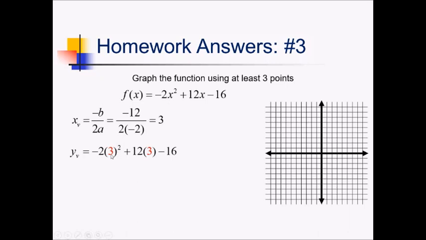This is going to be 3 squared is 9 times negative 2 is negative 18. We're adding to that 36. So negative 18 plus 36 gives us a positive 18. And then subtracting 16 from that leaves me with 2. So (3, 2) is my vertex.